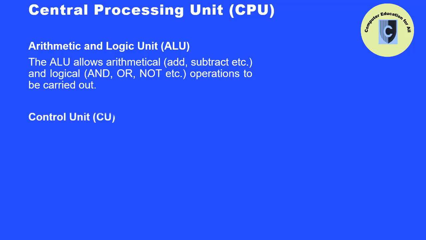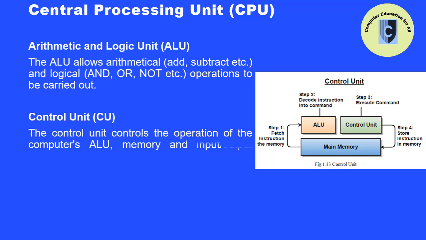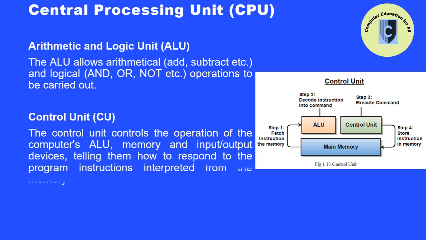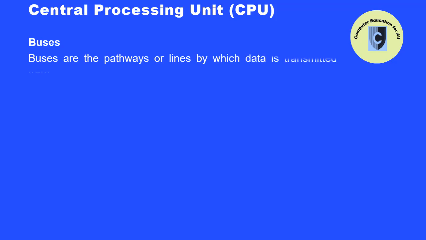Control unit, CU. The control unit controls the operation of the computer's ALU, memory, and input-output devices, telling them how to respond to the program instructions interpreted from the memory unit. The control unit also provides the timing and control signals required by other computer components. Control unit is shown in Fig. 1.33.